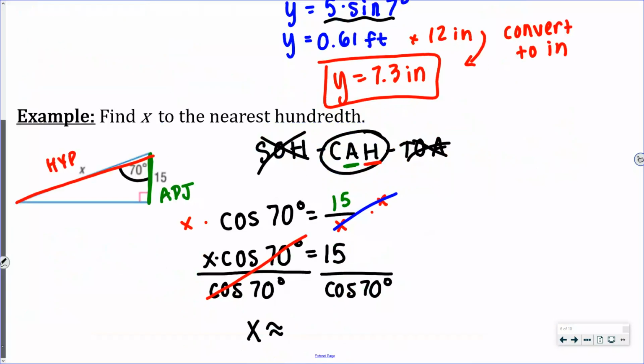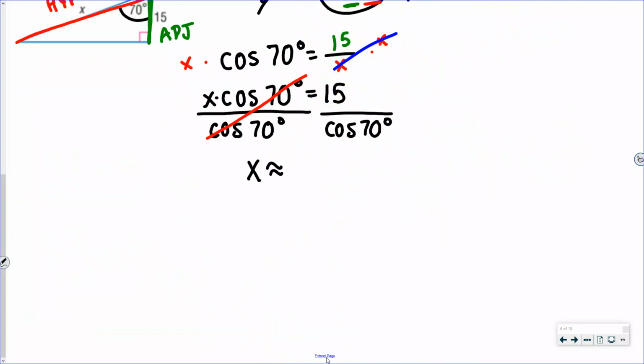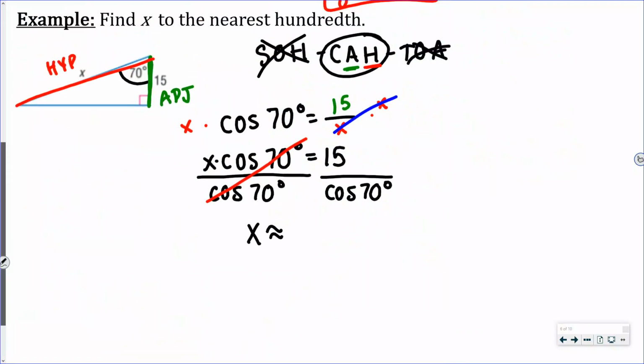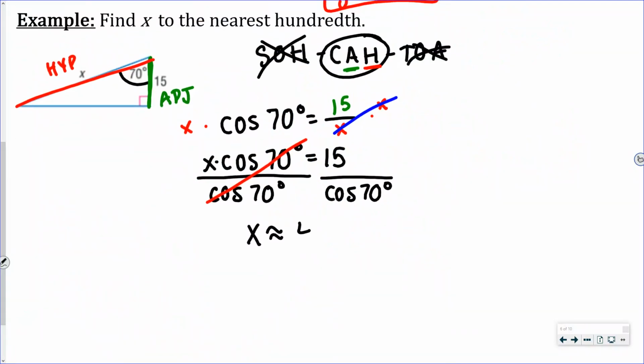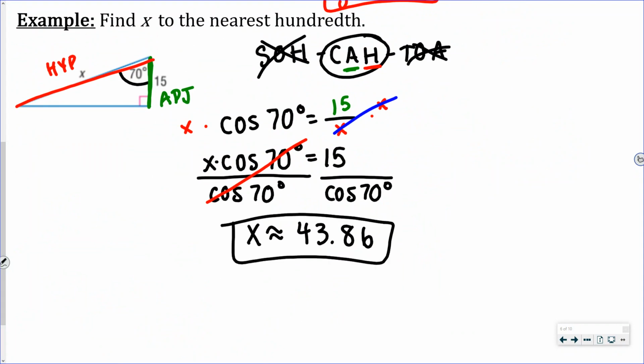I don't know what my other side is. I could find my other side if I wanted to by using Python, or I could set up another trig ratio. It doesn't ask me to do that though, so we'll stop there for x. Okay, I just want to talk through one more thing. We won't finish all these notes, but that's okay. We just have a few minutes.